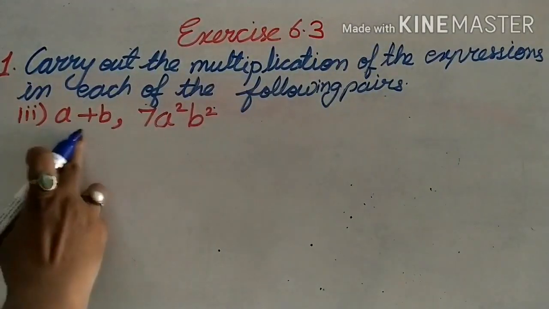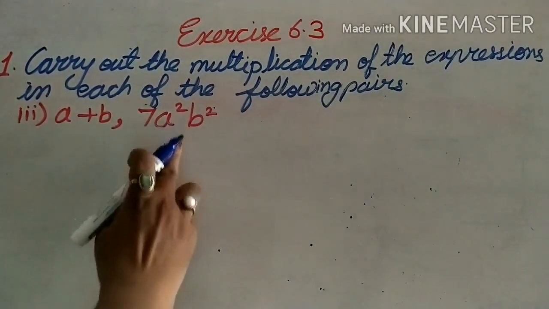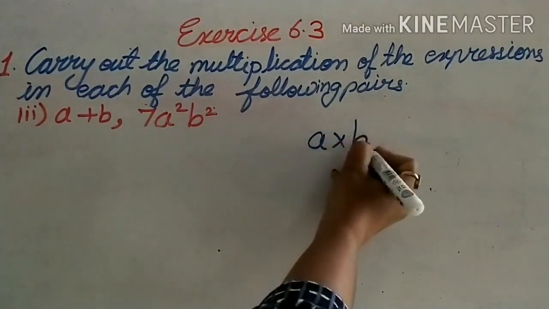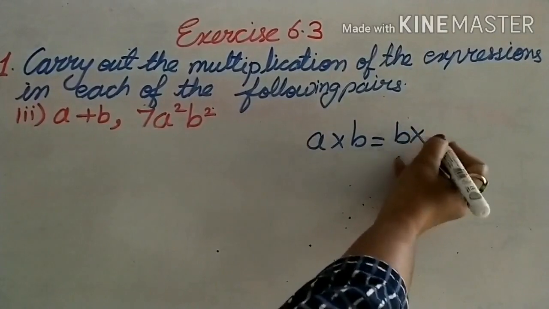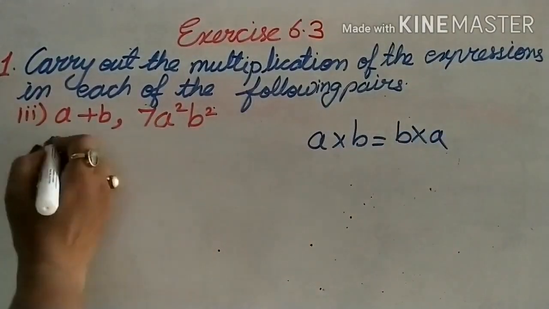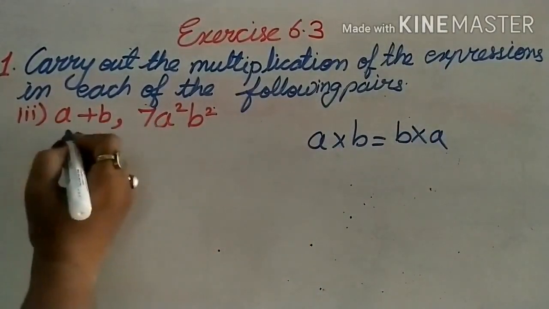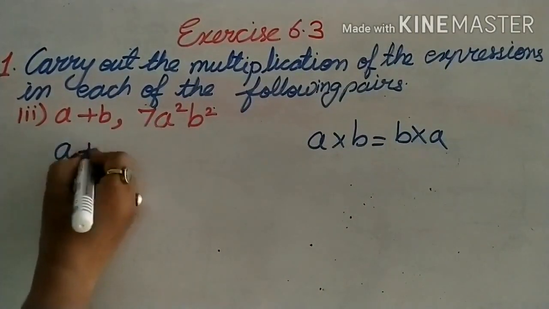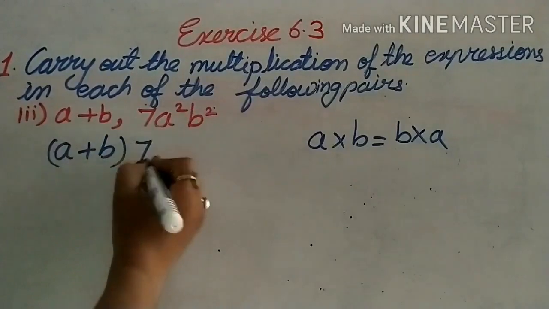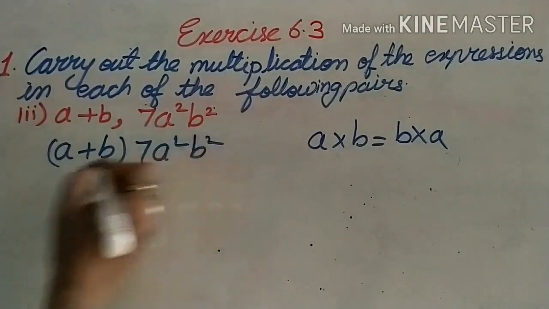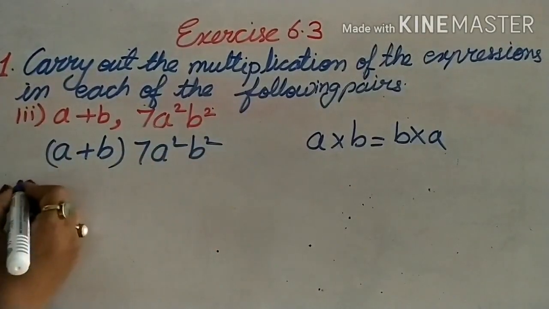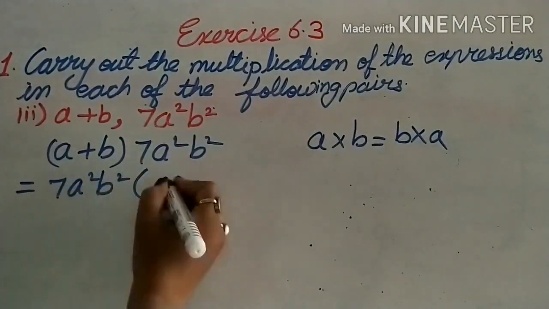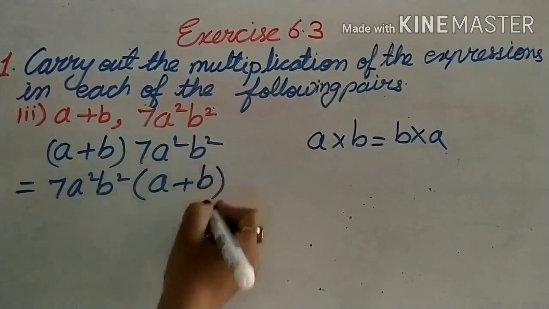So the answer is a square b minus a b square. Third one, a plus b comma 7a square b square. We know that a into b is equal to b into a. Here we have to find the multiplication between these two terms. So instead of writing a plus b into 7a square b square, I'll write this expression like this: is equal to 7a square b square into bracket a plus b, bracket completed.